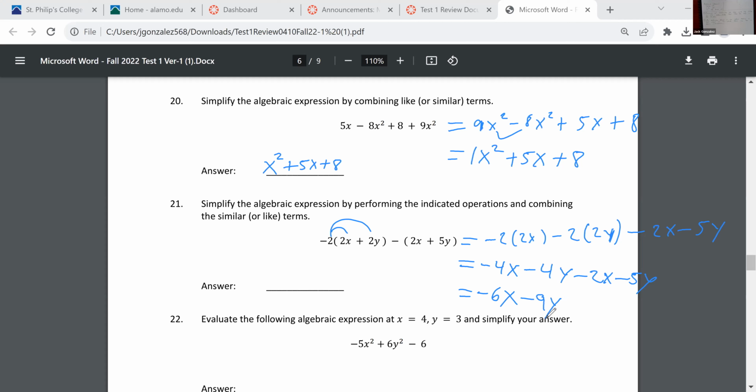Any questions on 20 or 21? Is that okay? Right. Doable?